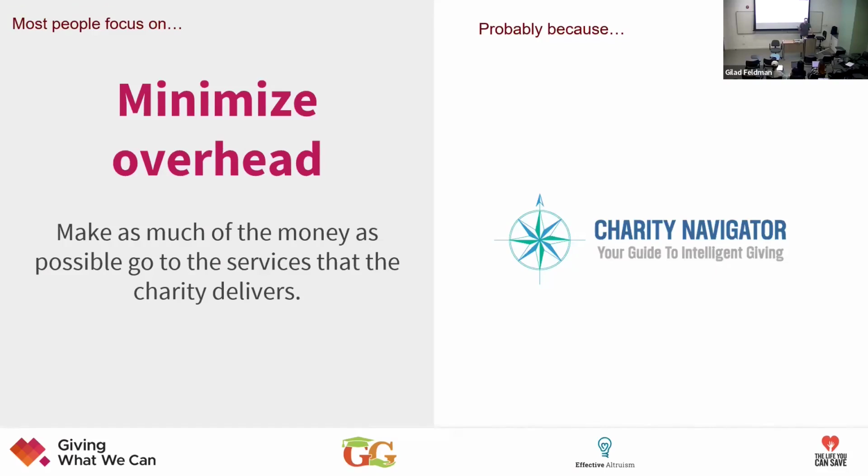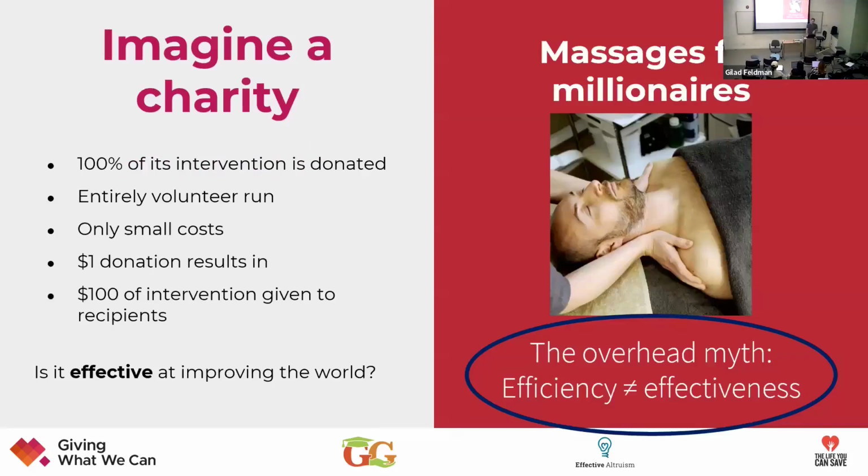The problem is that most times we don't even know how much overhead there is, because many charities don't report this. So one of the things GiveWell asks of charities in terms of transparency is how much money they use for what kind of cause, and how much of this is overhead. In addition, there's the difference between efficiency and effectiveness.